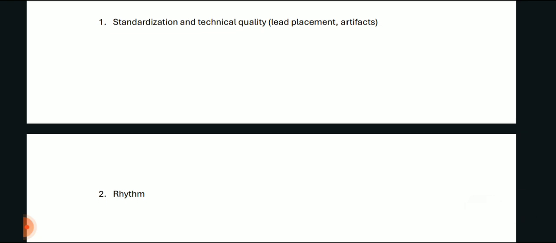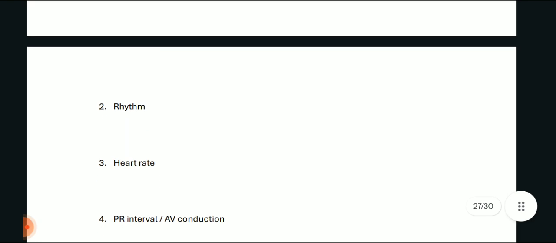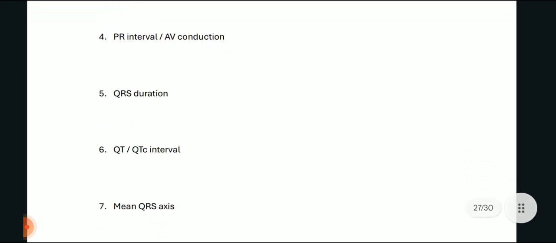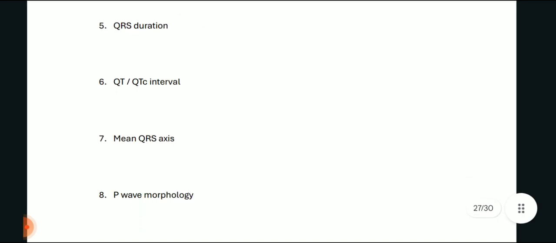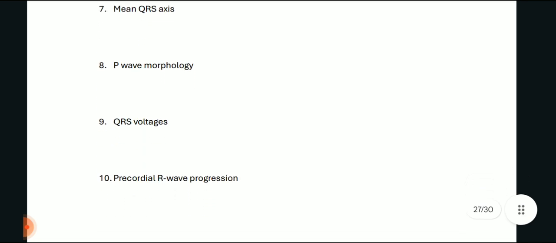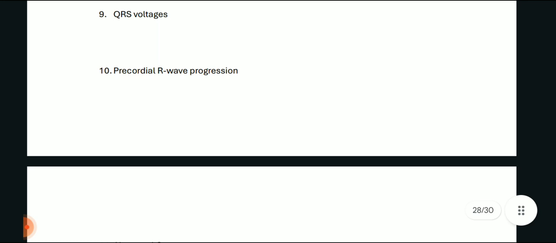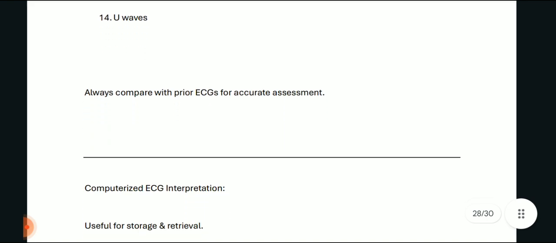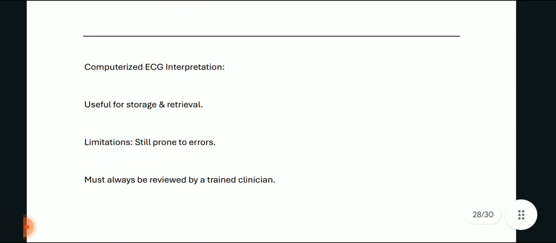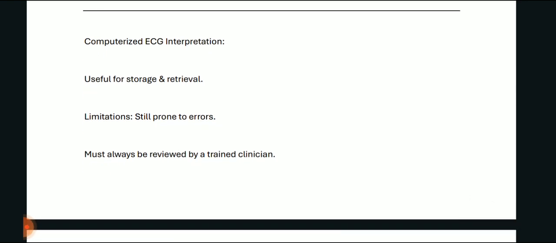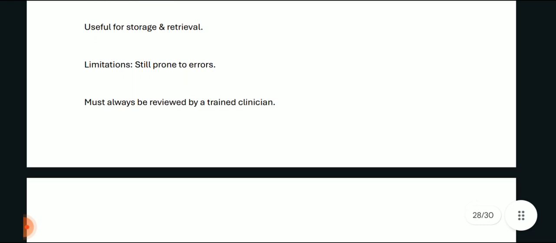Standardization and technical quality, lead placement or artifacts should be checked. Next up, rhythm should be checked, heart rate has to be checked, PR interval or AV conduction has to be checked, QRS duration has to be checked, QT and QTc interval should be seen, mean QRS axis has to be seen, P wave morphology, QRS voltages, precordial R wave progression, abnormal Q waves, ST segment, T waves, and U wave. All these have to be seen. Always compare with prior ECGs for accurate assessment, and computerized ECG interpretation is useful for storage and retrieval. What are the limitations? Still prone to errors. It must always be reviewed by a trained clinician.